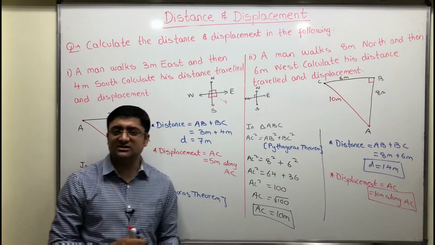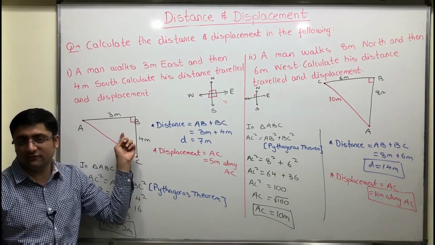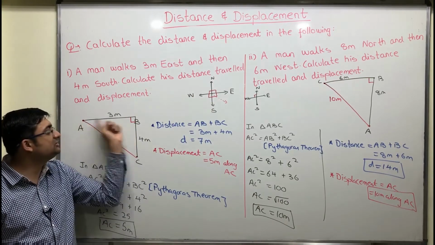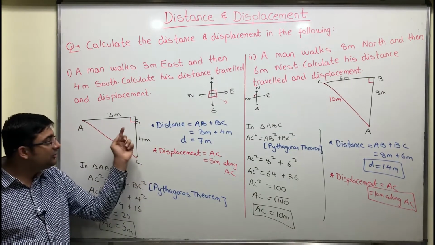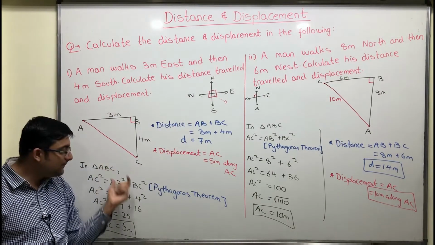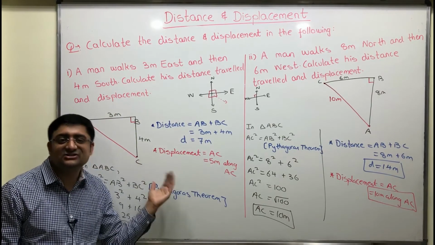So whenever you have such type of questions, north, south, east, west, first draw your 4 directions, then draw your figure. So distance is super simple, just add the paths. For displacement, join the initial and final point. You'll basically get a right angle triangle, apply Pythagoras theorem, get the displacement. So this is how you solve such type of questions.